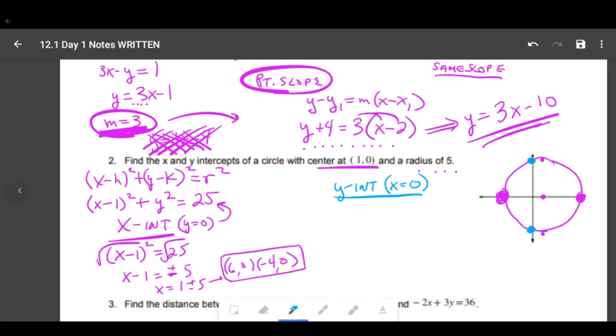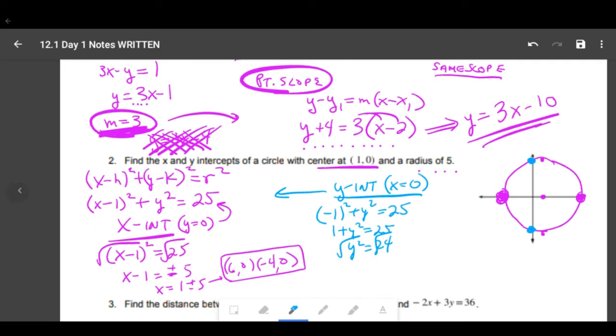So if I take x equals 0 into that original equation that we just talked about over there, I'm going to have negative, 0 minus 1 squared plus y squared equals 25. Hopefully remember negative 1 squared, that's positive 1, right? 1 plus y squared equals 25. Subtract over the 1, do correct order of operations. Now I might take the square root.